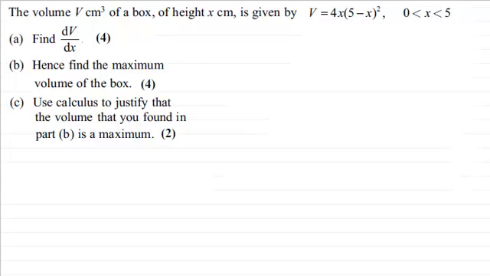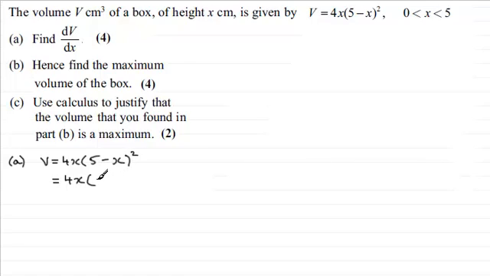Okay, welcome back if you had a go. So for the first part, part A, to find the value of dV/dx, if we take V = 4x(5 − x)², it's not in a form ready for differentiating. So what I'm going to do is expand this. So we've got 4x multiplied by (5 − x) times another (5 − x).